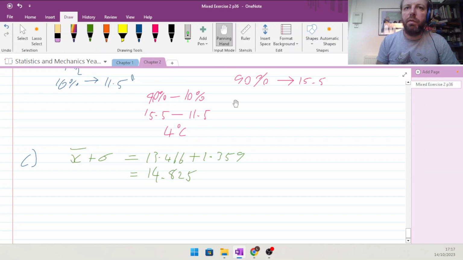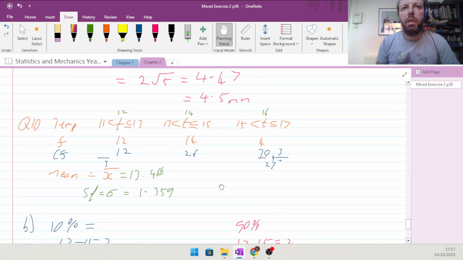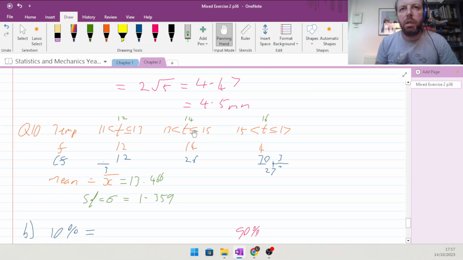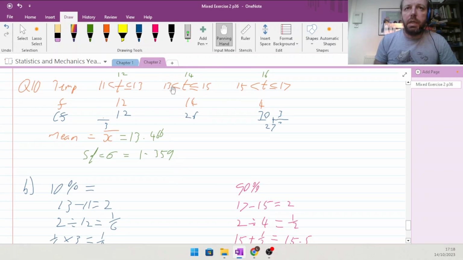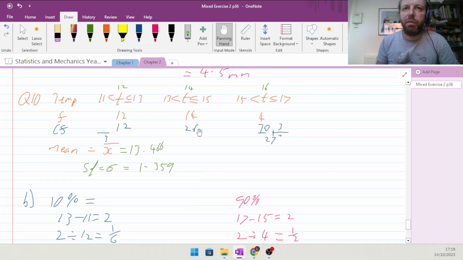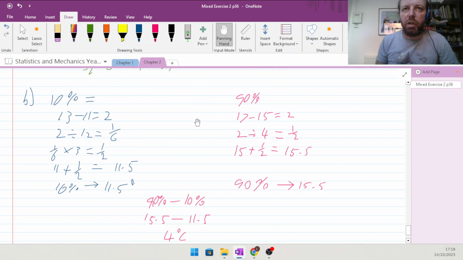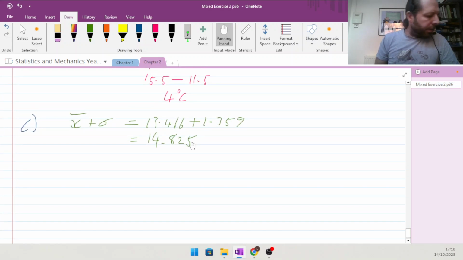14.825. So 14.825, we need to look at here and say, well, we know the midpoint here is 14. How many days are above 14.825? Okay, so we need to figure out what the spacing is between the 13 and 15, just like doing the 10% 90% work. Find out what the spacing and the gapping is, and then see how many we need until we get above 14.825, and then add it all together.